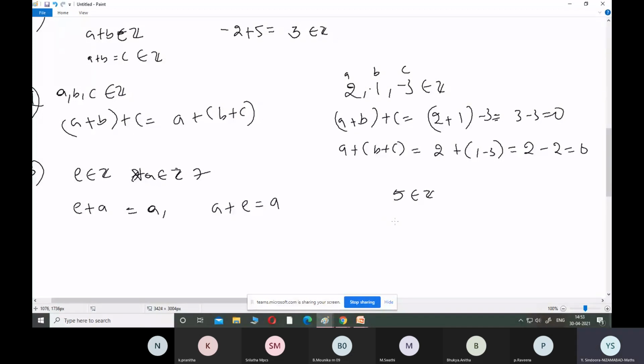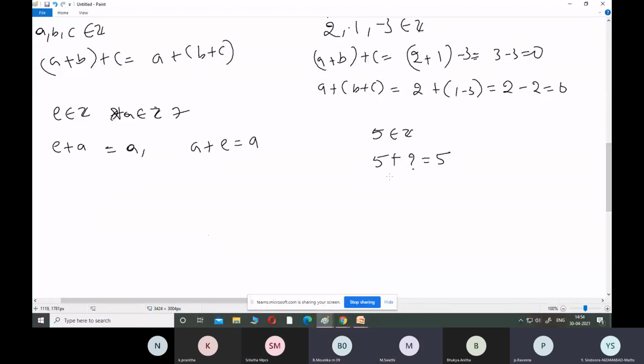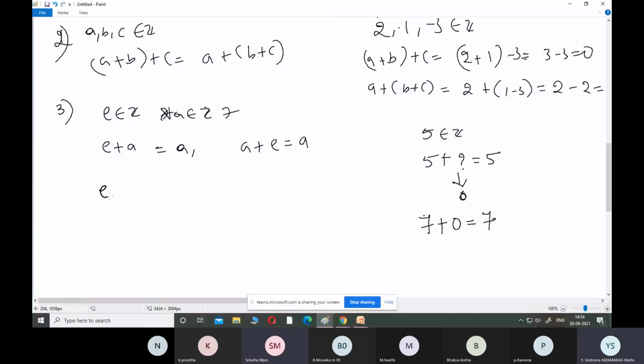5 added with what will again give me 5? It is 0. So the question mark should be 0 for us, right? So can I say 0 is the identity? Let me check for other elements. If I take 7 and add it with 0, am I getting 7? Yes. So can I say the identity element in the set of integers is equal to 0? Yes, 0 is the identity element in the set of integers for us.